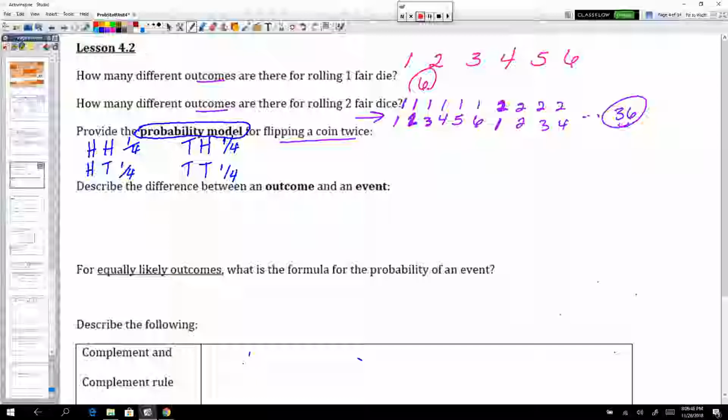Now certainly, if we had continued with the purple up here for the rolling the 2 dice, we would have a probability model there as well. We would have 1, 1, and then we would say that could happen 1 out of 36 times, and we would go on from there. Okay, so that's a probability model.